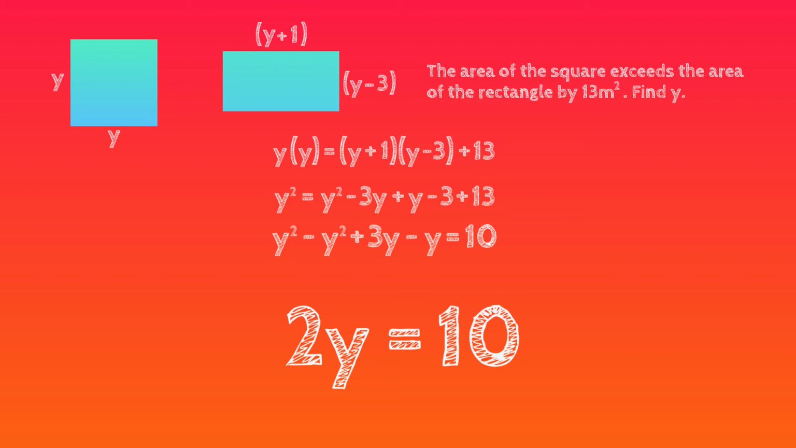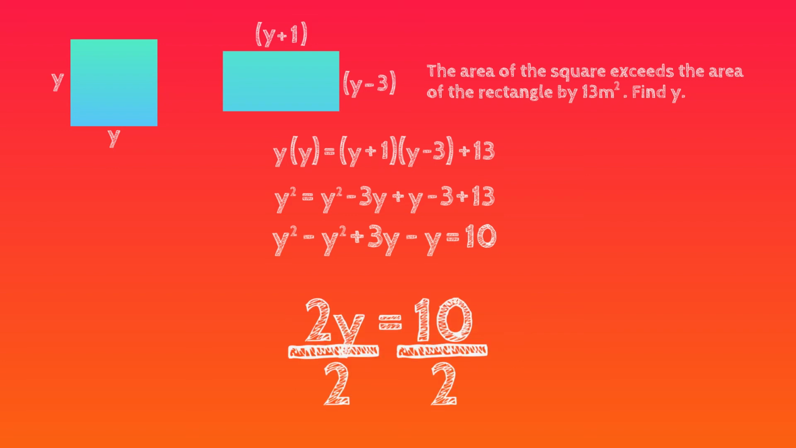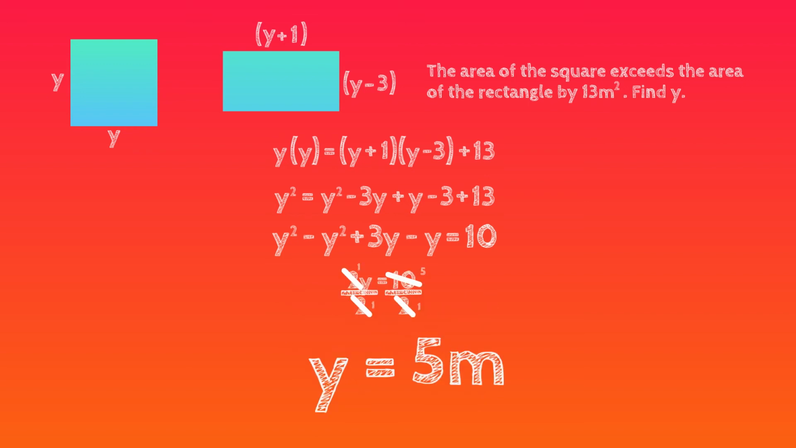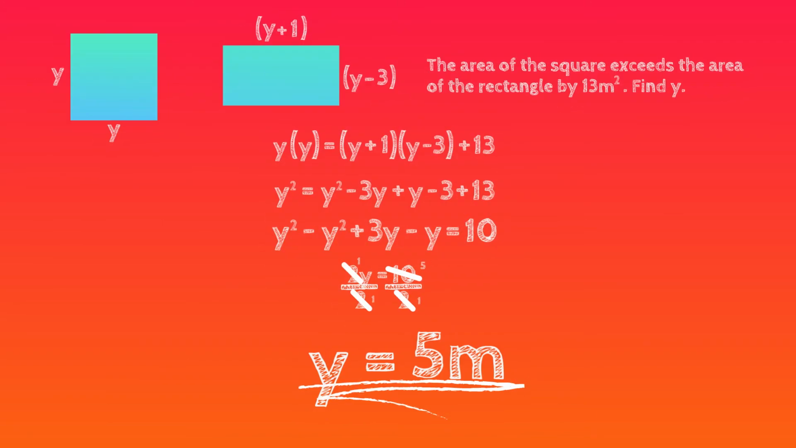Now we divide by the coefficient of y, so it becomes 2y divided by 2 equals 10 divided by 2. What you do on the left, you also do on the right. So 2 into 2 goes once, and 2 into 10 goes 5. So y is equal to 5 meters. So that's our answer. Now we go to the final one, number 3.